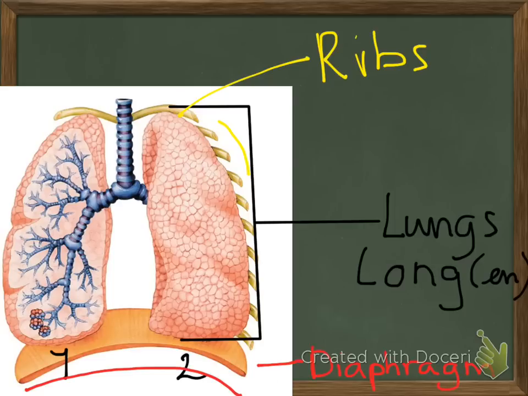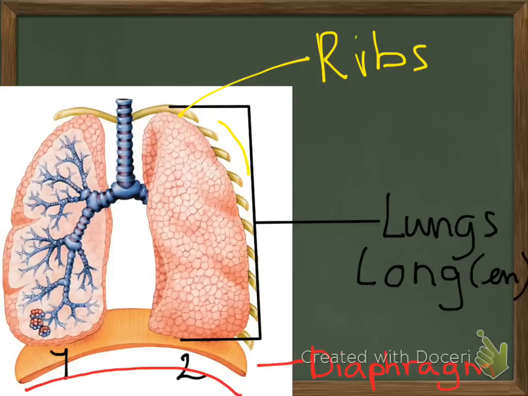And below your lungs you have a diaphragm. This is a muscle. As you breathe in, your belly will become big. This is your diaphragm moving down, pulling your lungs down, so your lungs will become bigger and it sucks in air.